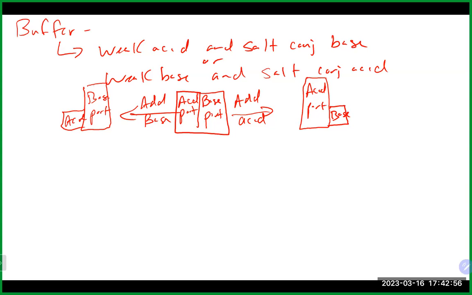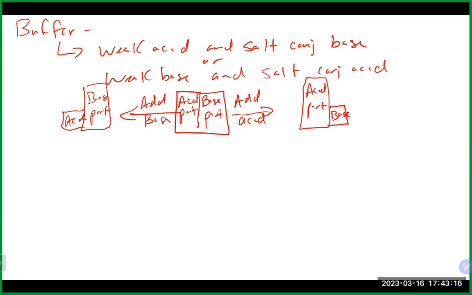But there is a buffer capacity, as we also talked about. Again, if you add too strong of an acid or base, too many moles really, you can blow right through either your acid part of your buffer or your base part of your buffer, and it will no longer be able to act as a buffer.